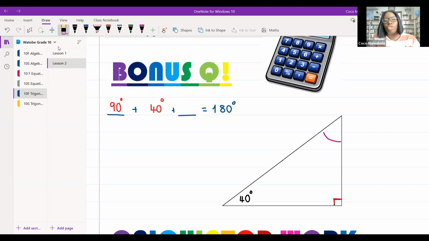It's true. So we just need to make sure. Michael, you can't give me 4 answers. You need to give me 1 answer. Just 1. Okay, that's it, Nombulelo. We know that this missing angle that we've got over here is actually going to give us 50 degrees.